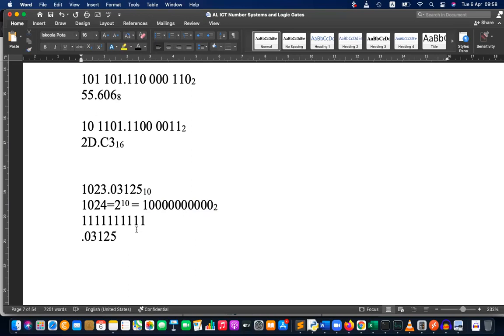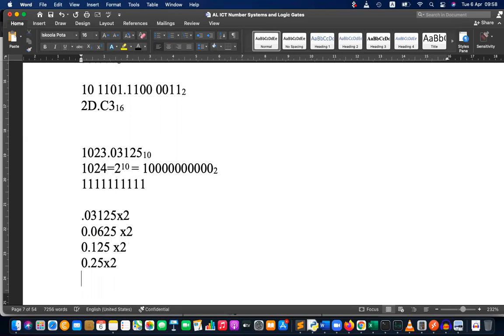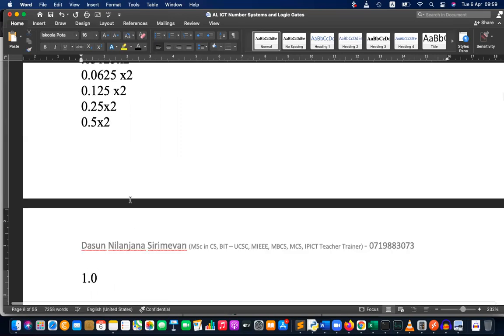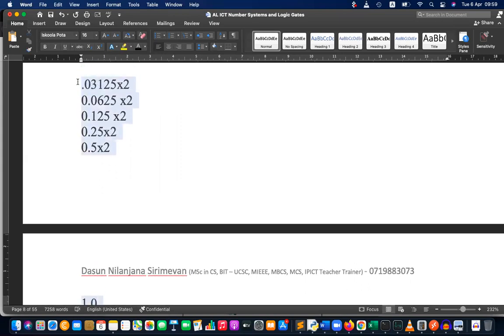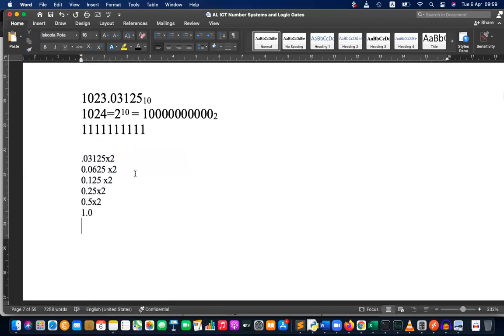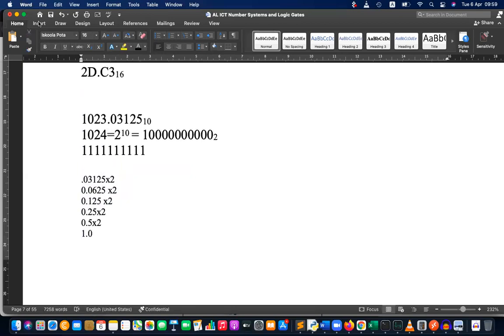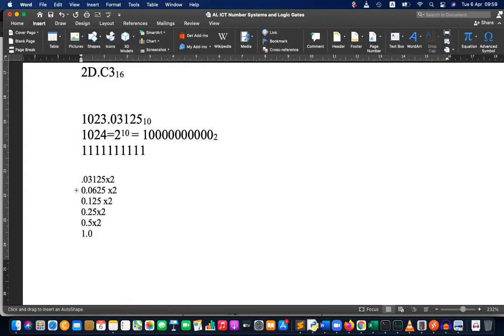Just write 0.03125, then multiply by 2. After multiplying, you'll get 0.0625. Multiply that by 2, then you'll get 0.125. Multiply that by 2, you'll get 0.25. Again, multiply by 2, you'll get 0.5. Multiply by 2 and you'll get 1.0. So this is how you convert the fractional part. After converting the fractional part, you have to take the digits from top to bottom.